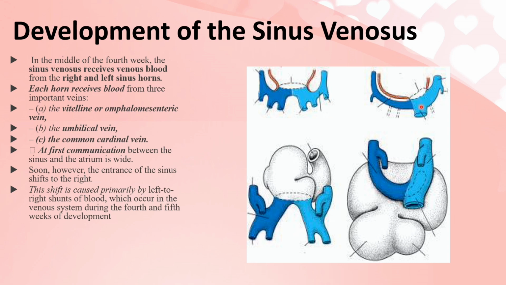So in this diagram, you can see the right umbilical vein also disappears along with the left vitelline vein, and there is a shifting of the blood from left to right, a shunt of blood which occurs at this stage.